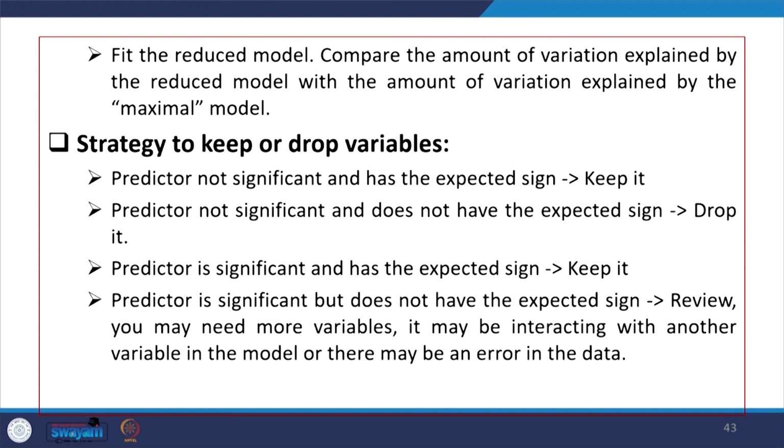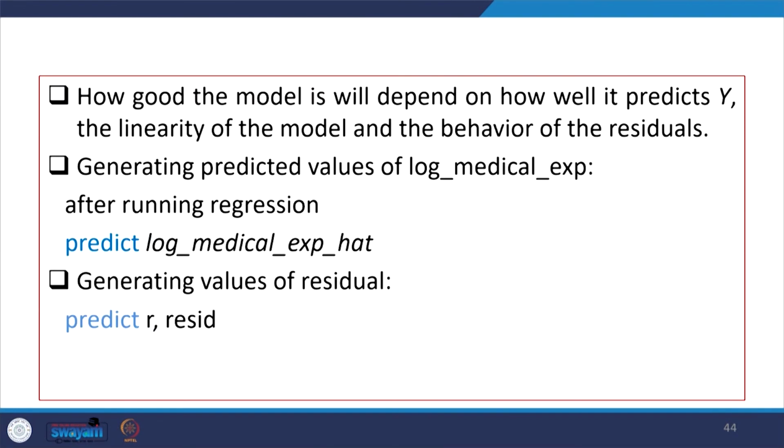Okay, so the strategy to keep or drop variables is: if the predictor is not significant and does not have the expected sign, you can drop it. We have already mentioned the keep or drop command, and then you further review and find out which one is in fact your better model. Then you can also predict. By predicting, you give the command predict, then the variable with a hat. Okay.